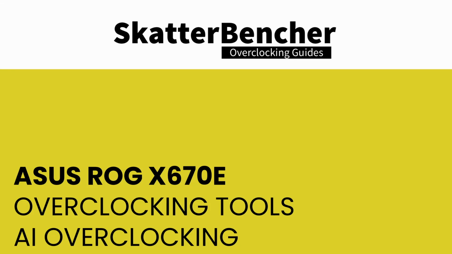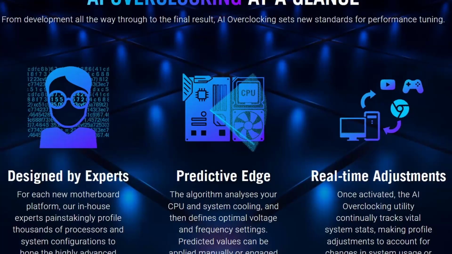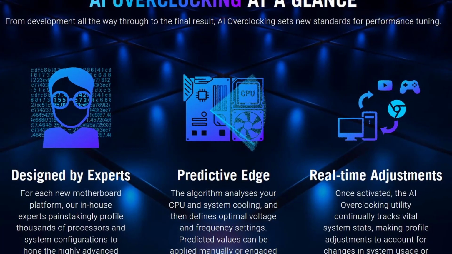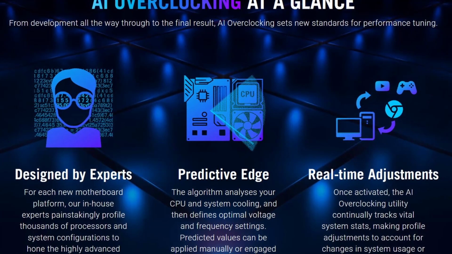ASUS introduced AI overclocking on its Z490 motherboards as the next generation automatic overclocking tool. It's since been adopted in many of the ASUS Intel motherboards, but not on a single AMD motherboard. That changes with AM5.